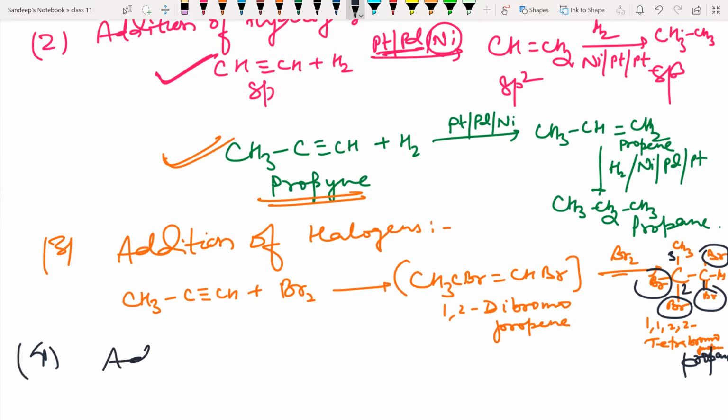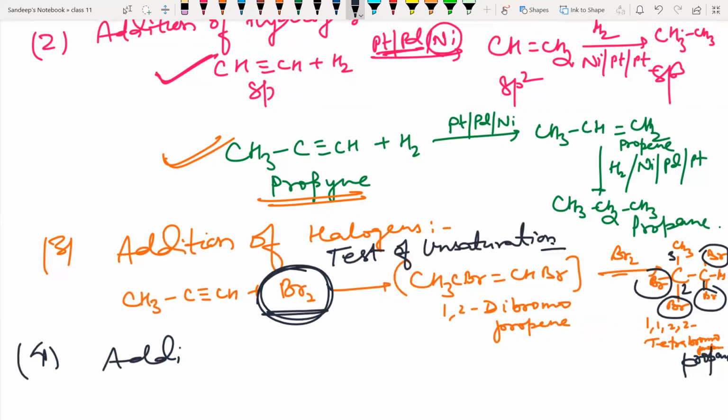Now this reaction discharges the color of bromine, so this is used as a test of unsaturation. This reaction you have read in alkenes also. So this is a test of unsaturation. The reddish brown color of the solution of bromine in carbon tetrachloride is discharged. Fourth is addition of HX, hydrogen halide.